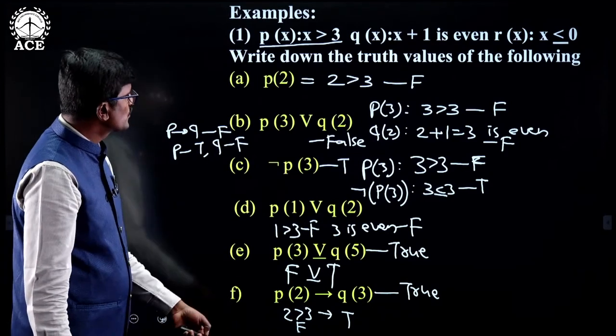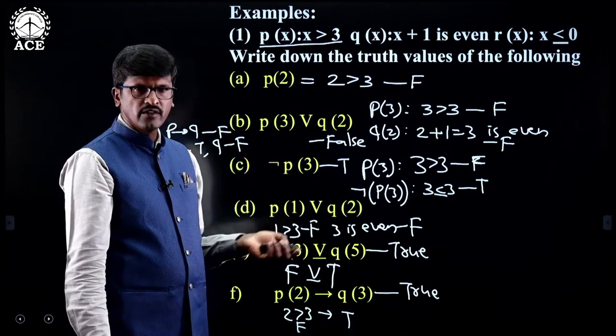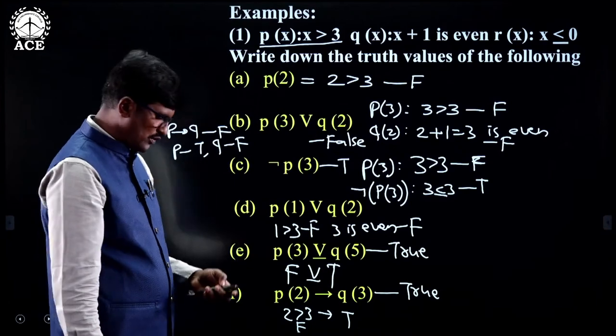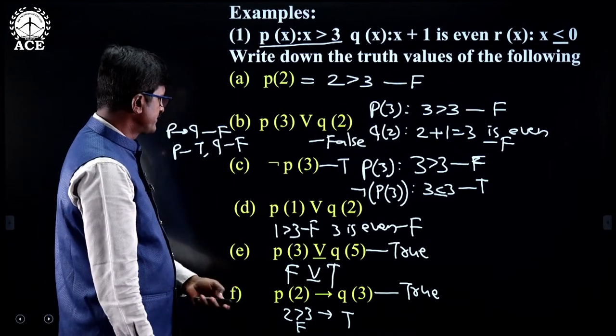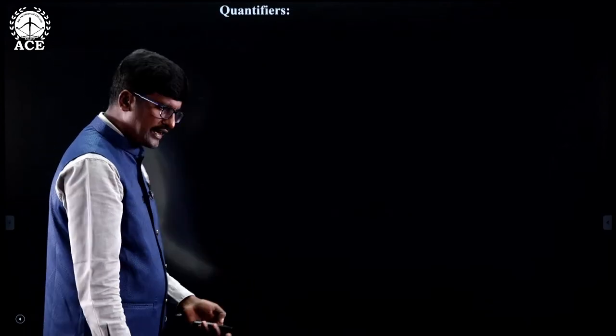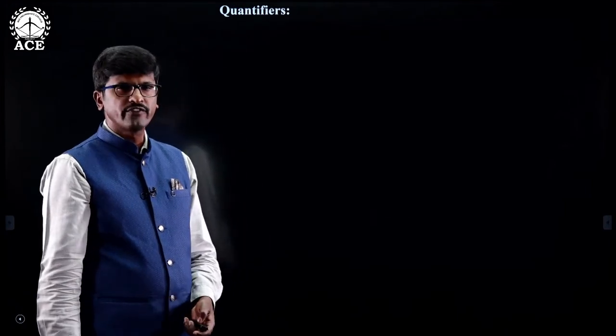So these are the truth values of the compound statements for the given open statements P of X, Q of X, and R of X. Next, now I'll see the quantifiers. I already explained about the open statements. Now we'll be discussing the quantifiers.